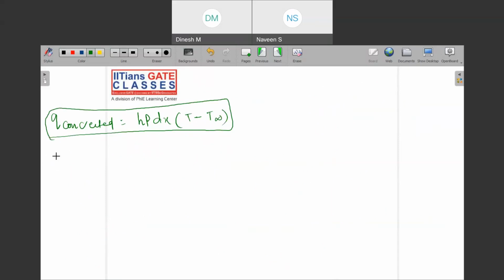And what about qx plus dx? This we have just seen in the case of the slab also. So qx plus dx is equal to qx plus del q upon del x into dx, plus hP dx into (T minus T infinity).